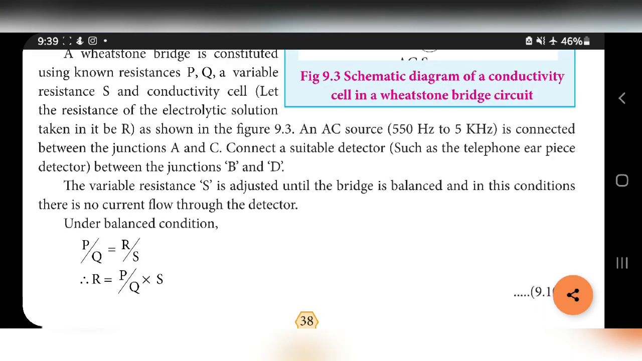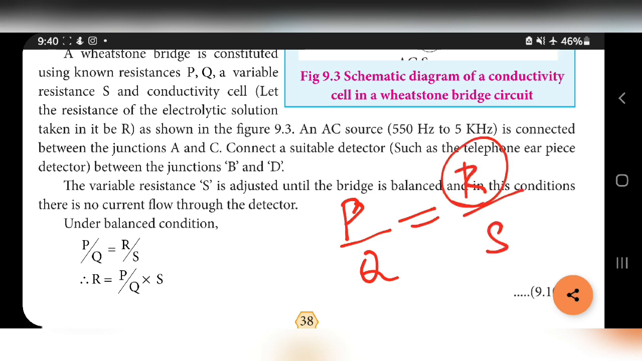The variable resistance S is adjusted until the bridge is balanced, and in this condition no current flows through the detector. This is the principle. Under the balanced condition, the formula is P by Q is equal to R by S.